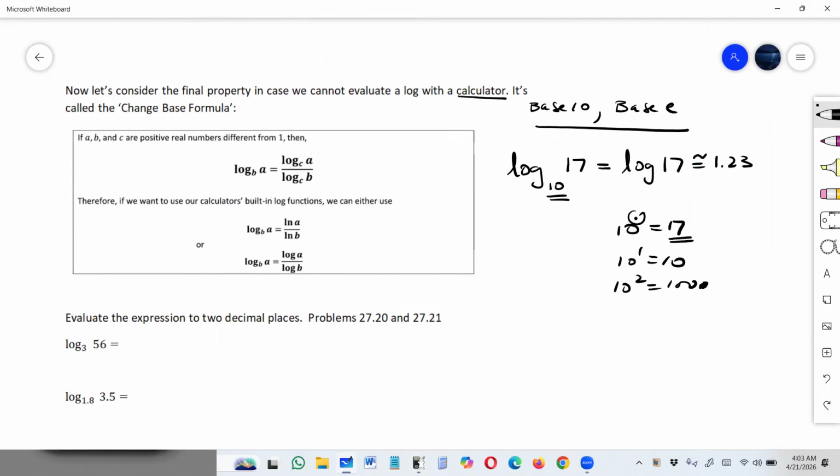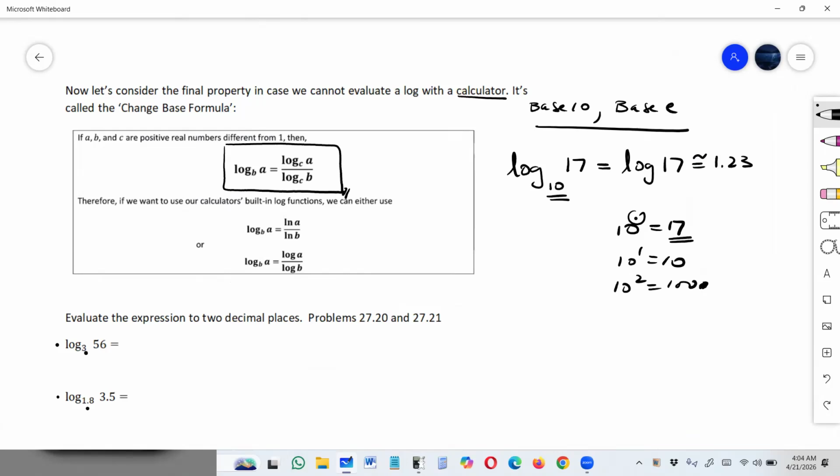Now, in the event that we have other bases, for example, take a look at these two examples. Log base 3 of 56. Now, your calculator doesn't do that. And for that, we have this formula right here. You don't have to worry about it because if this is on an exam, we'll give you the formula, or this formula is in the formula sheet that you can bring to the exam.